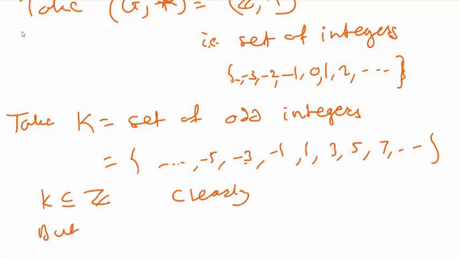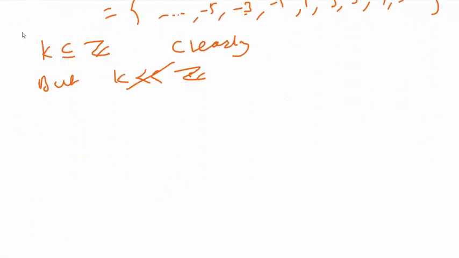but K is not a subgroup of Z. Why? So it does not satisfy at least one of the properties from the 4. Means it may not satisfy closure, associative, or existence of identity, or existence of inverse.